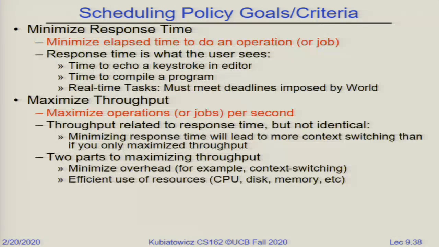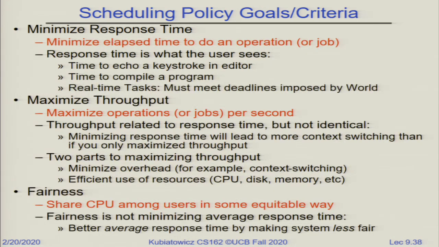Now, we could also maximize throughput, okay? Like number of operations or jobs per second. If you're a big cloud service provider, you're trying to make sure that you get the most jobs done per unit of time because that's what people are paying you for, okay? And throughput's related to response time, but it's not identical. Minimizing response time will sometimes lead to more context switching than if you maximize throughput. So trying to make users happy, context switching more, has higher overhead. It's not as good for throughput. Okay, and so there's a couple of things to maximizing throughput, by the way: minimizing overhead, context switching, and then using the CPU resources really efficiently.